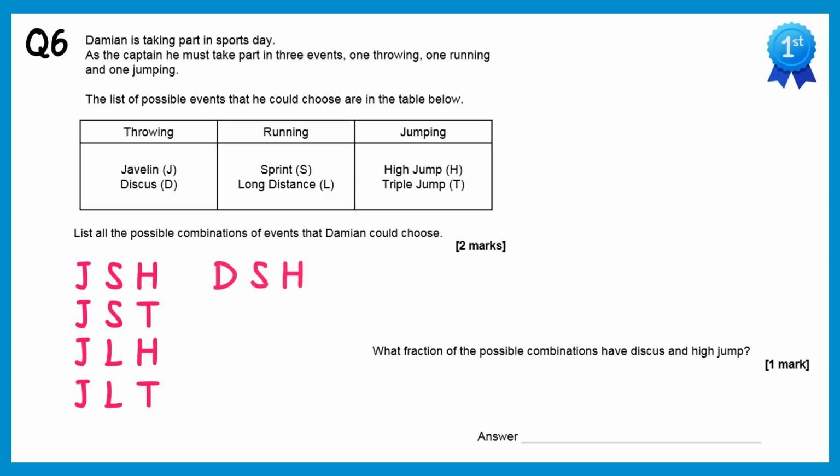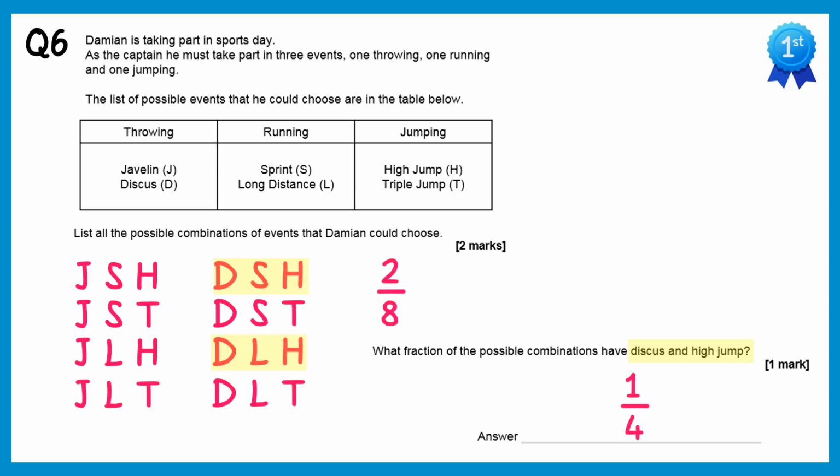So discus, sprint, high jump; discus, sprint, triple jump; discus, long distance, high jump; and discus, long distance, triple jump. And that's all your combinations. The next part of the question says what fraction of the possible combinations have discus and high jump. So we're looking for the ones that have a D and an H. So that's this one and this one. So there are 2 of those, and there are 8 altogether, so it's 2/8, which you could simplify to 1/4.